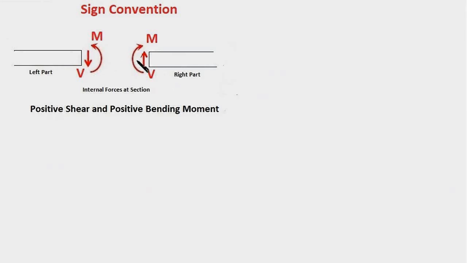The shear force acting at this face of the right part of the beam is considered positive if it is pointing upwards, and a clockwise moment is considered positive, and their sense is just the opposite. So it is better to remember the direction of the shear force and moment on the left part so that there is no confusion.